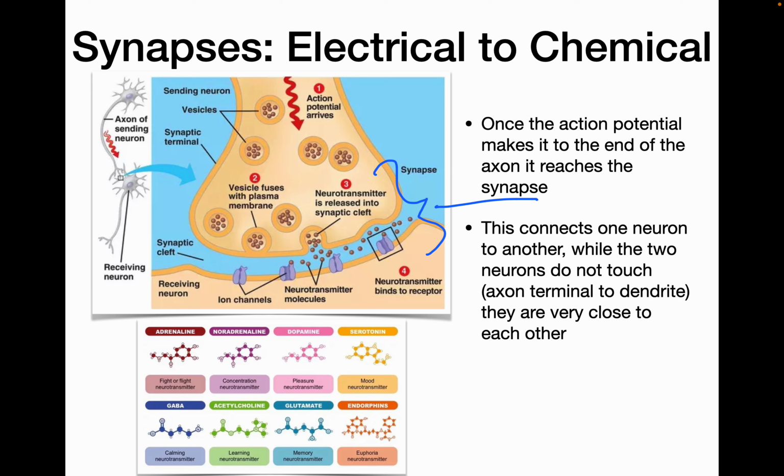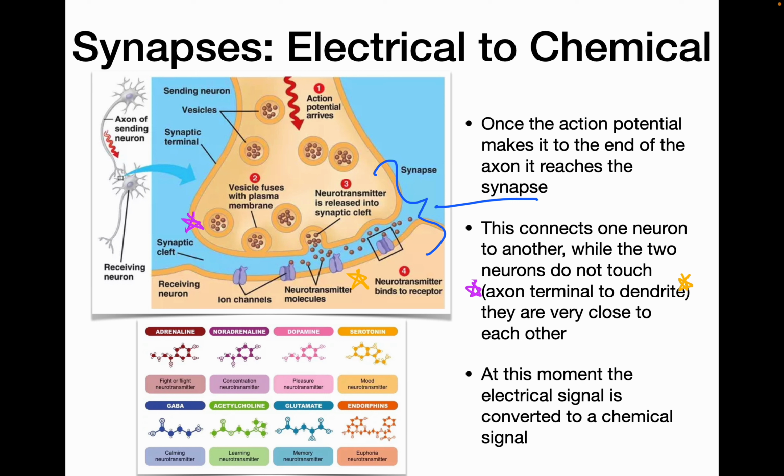So it connects one neuron to another. It can also connect one neuron to a muscle cell, if it's a motor neuron, or to a gland cell, but they're going to be very, very close from the axon terminal here to the dendrite here, but it's not going to actually touch. So here's the axon terminal, I put a purple star for it here, and the dendrite is on this side. And this is the gap between.